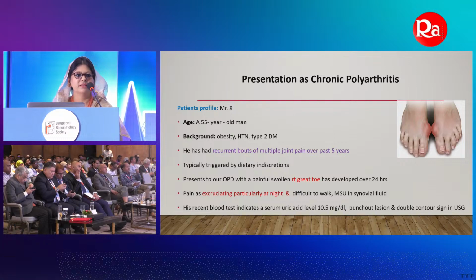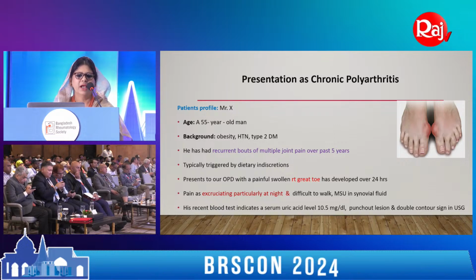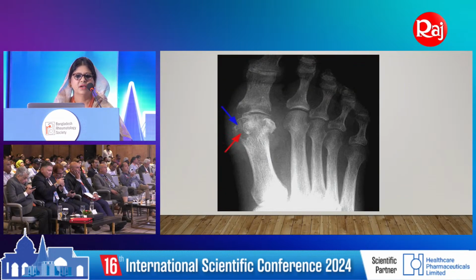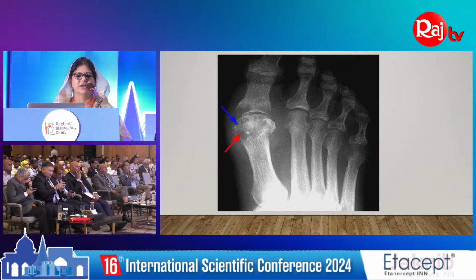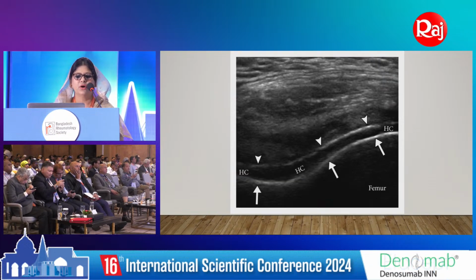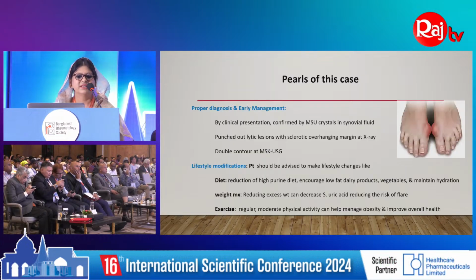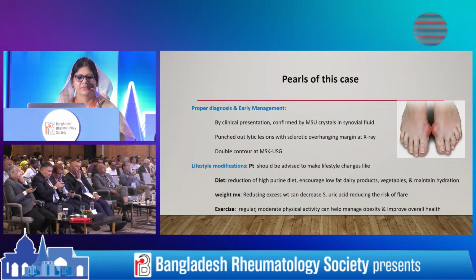When we did the joint fluid aspiration and studied it under polarized microscopy, it showed monosodium urate crystals. His recent blood test also showed a high serum uric acid level. X-ray of his joint shows this type of lytic lesion and overhanging sclerotic margin. Ultrasonography of this joint shows the double contour sign. So this is a case of chronic gouty arthritis with tophus.